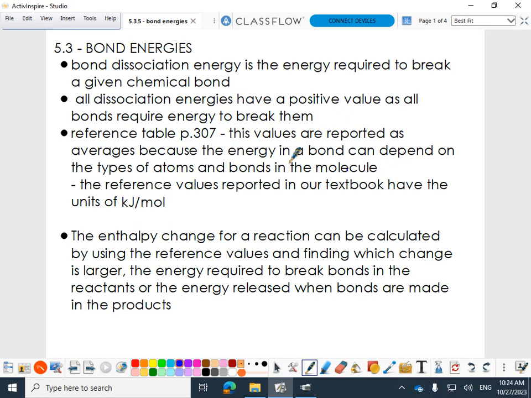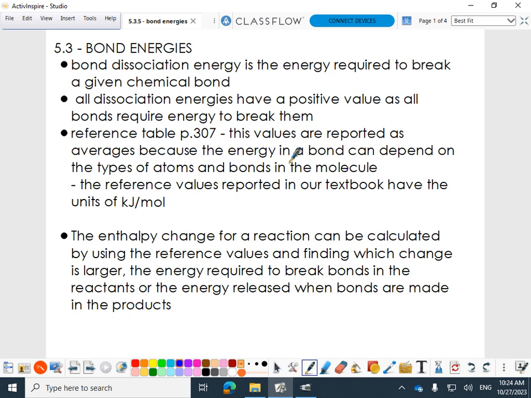The next 3 lessons are going to be using different kinds of reference values. The good news is, unlike stoichiometry yesterday, you're going to be told, it'll be very obvious in the question what you're actually doing. So today, the questions will say using bond energies.